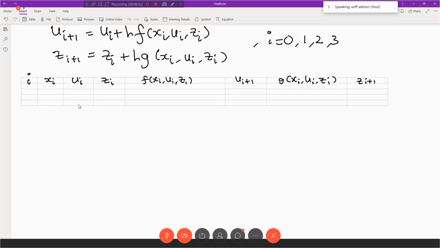Boleh nampak tak table ni? Boleh eh? Boleh. Right.